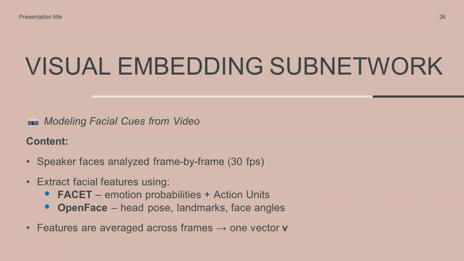Visual embedding subnetwork. The model analyzes the speaker's face, modeling facial cues from videos. Speaker faces are analyzed frame by frame at 30 frames per second, which provides fine-grained temporal information. It extracts facial features using FACET, which provides emotion probabilities and action unit activations, helping us detect subtle expressions like a frown or a smile.